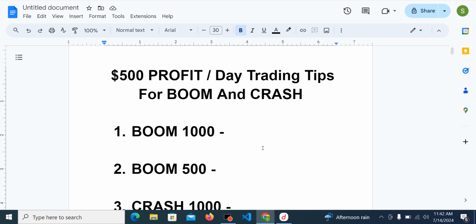As for the $500 profit per day, it all depends on your trading capital. The more your trading capital, the easier it is for you to achieve, but you can always grow from a small trading account into something reasonable. Quickly, let's go straight into what we have right here, starting with Boom 1000.